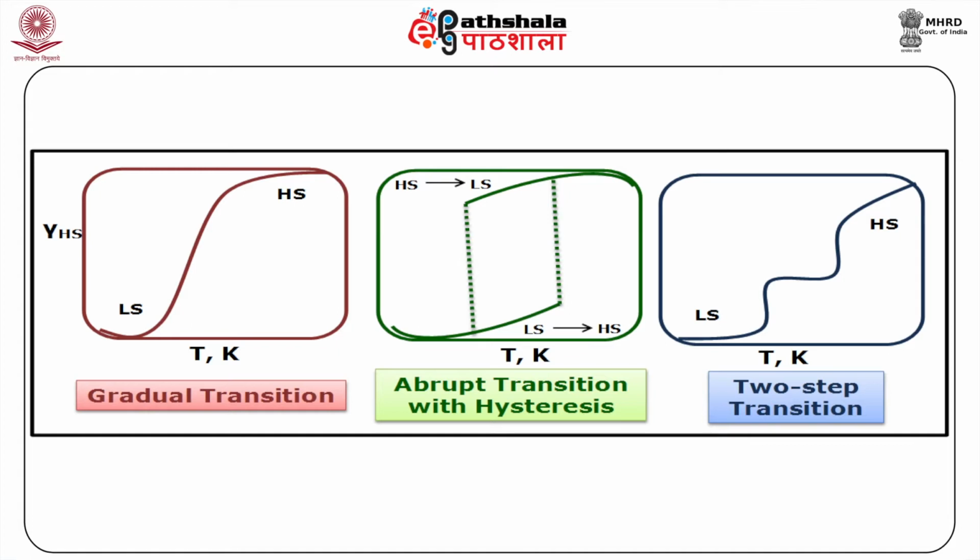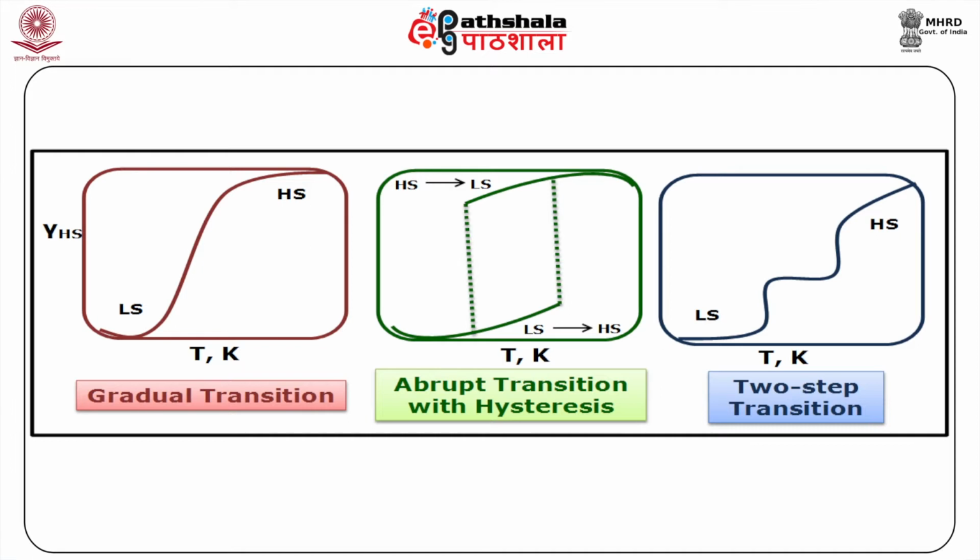For a transition to be considered gradual, it typically takes place over a large temperature range, even up to several hundred Kelvin, whereas for a transition to be considered abrupt, it should take place within 10 Kelvin or less. High spin molar fraction can be calculated by dividing the molar concentration of high spin complex by the total concentration of the complex. These curves indicate that a spin transition has occurred in a metal complex as temperature changed.